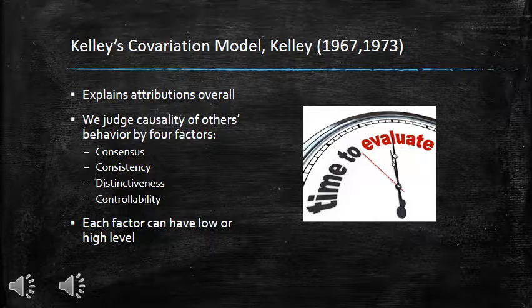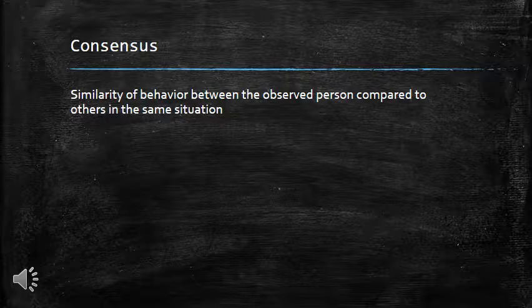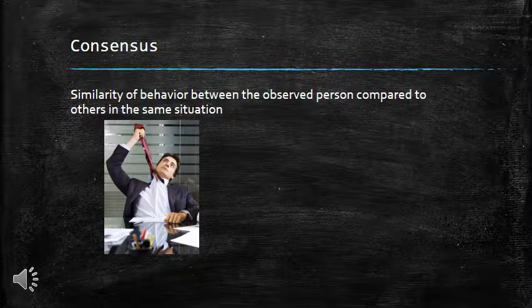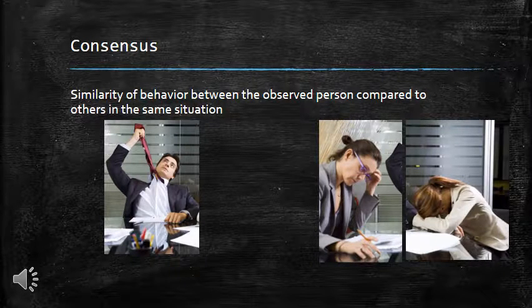We combine our evaluation of various levels of consensus, consistency, and distinctiveness to determine how much control a person has over the situation they're in. Consensus refers to the similarity of behavior between the observed person compared to others in the same situation. For instance, your colleague Ed seems bored sitting in the staff meeting. Since the others sitting in the room with him seem bored as well, the consensus is high.